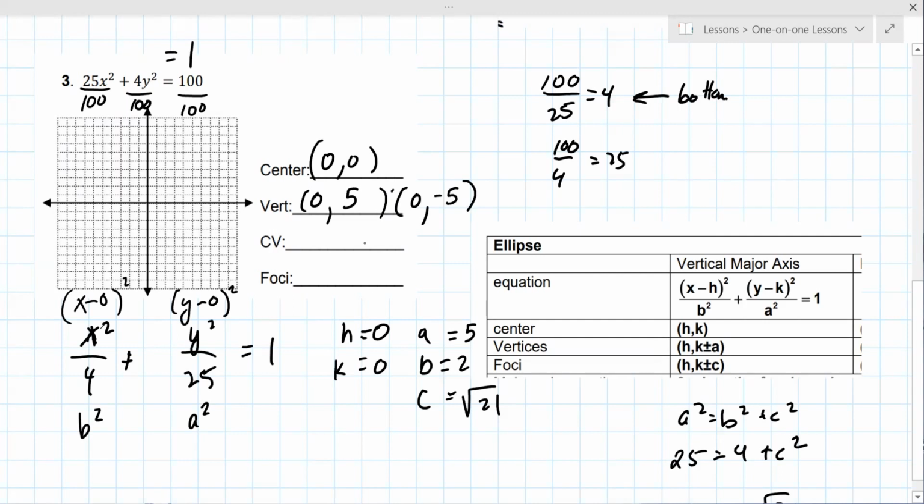And then the co-vertices, your instructor must have given this to you. You end up using a B instead of A, and you switch these. So it's a little weird. I don't even like this. It's like H plus or minus B, comma, K.